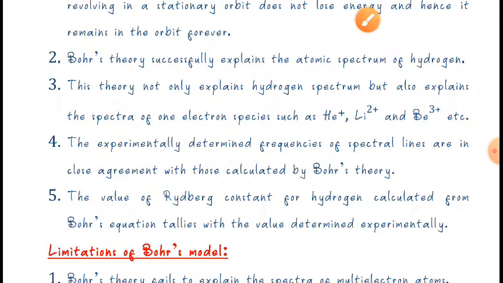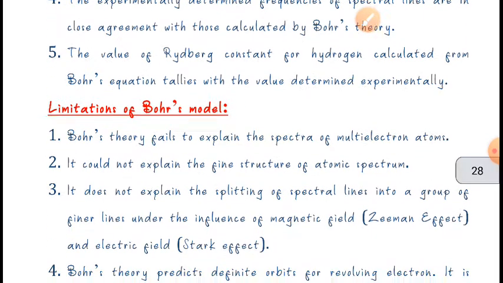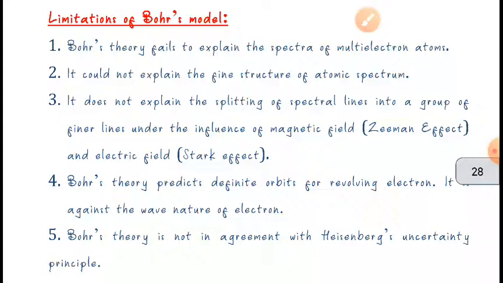Whatever we have calculated with the Bohr theory is exactly similar to the frequency determined from the spectral lines. Now again, we have easily calculated the Rydberg constant for hydrogen, as we have seen. So this was all about the merits, or we can say the advantages, or the achievements we have got from the Bohr model. Now we will see the limitations. They also have so many limitations.